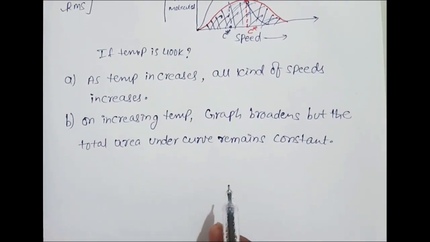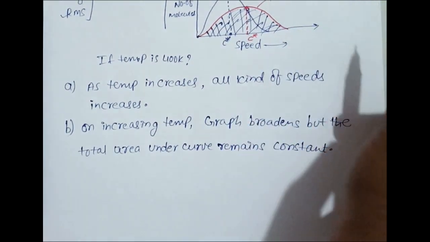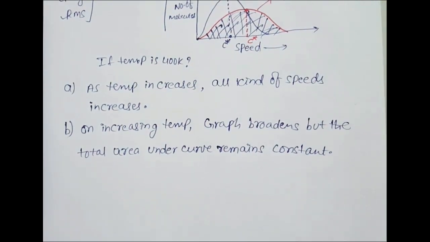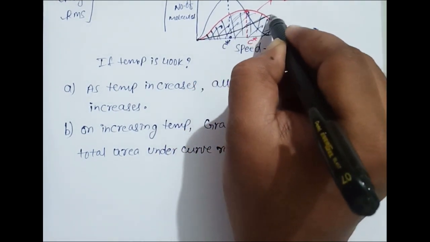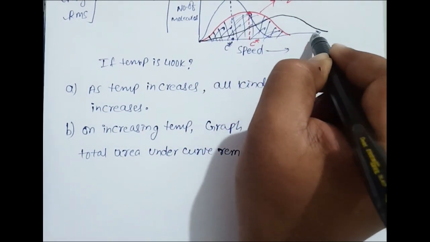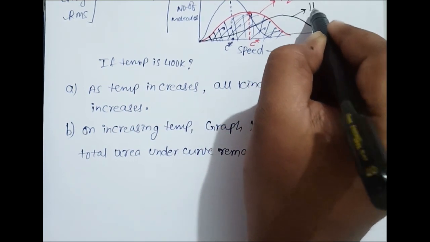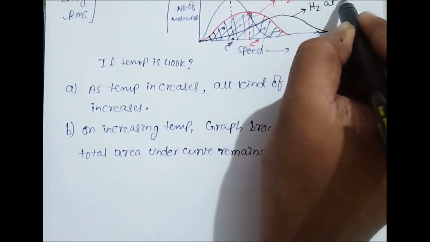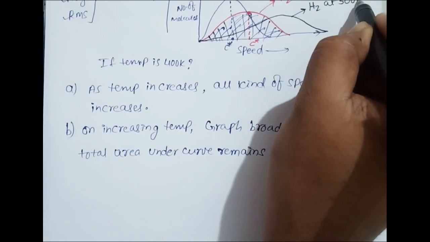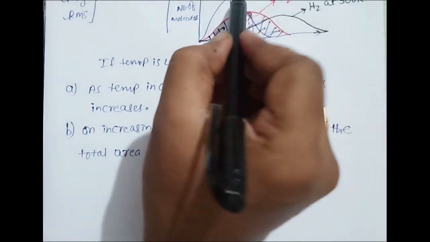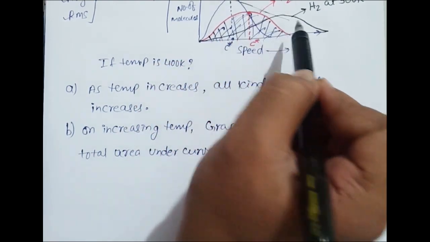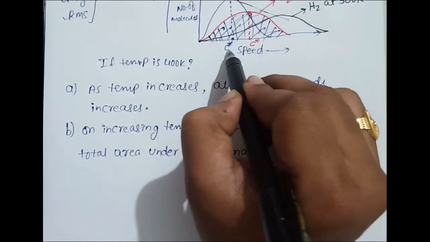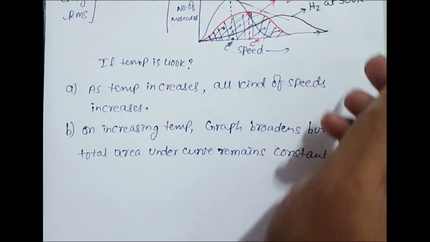Now if you still increase the temperature, then the graph will still broaden. Suppose 500 Kelvin, the graph will be like this. This is the same gas at 500 Kelvin. So as the temperature increases, the height of the graph decreases. You see, the height of the graph is decreasing, and the most probable speed is increasing.